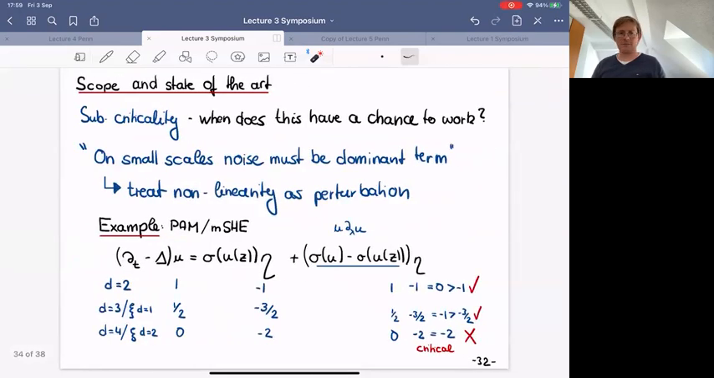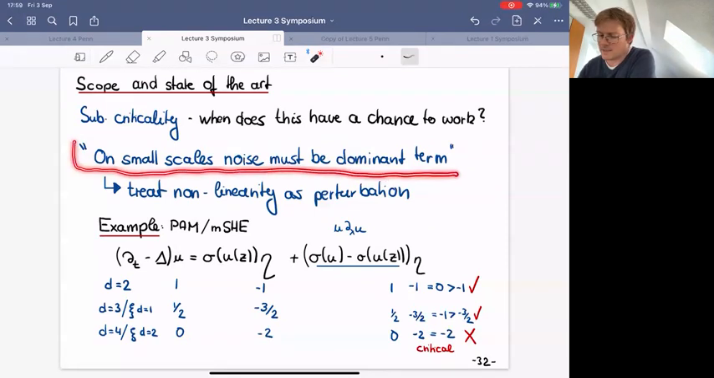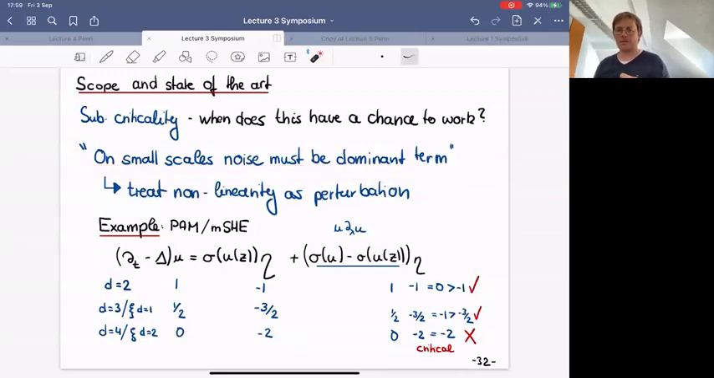And that can actually be narrowed down pretty explicitly. There's this key condition which is called subcriticality in this business that tells you that you have a chance of using this theory. And so subcriticality is the question of when does all of this machinery have a chance to work. And as a meta description of what this condition means, this whole theory is geared to treat the small scale behavior of solutions.